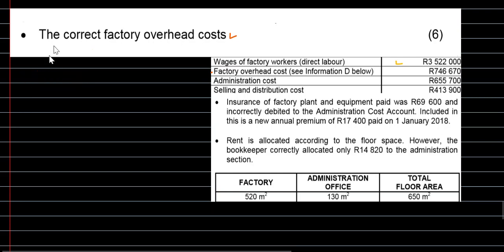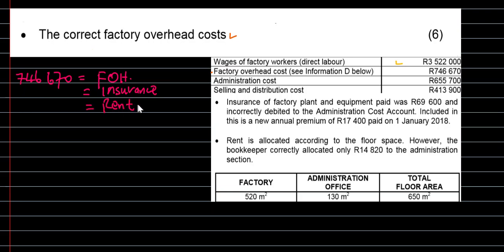I just write it neatly. So it's 746,670. And now this is what we call factory overheads. But now there's additional information that we are given: insurance and rent. Let's write insurance there. Let's write rent there. These are the two additional costs that we must calculate.